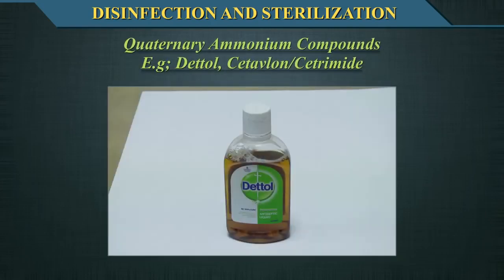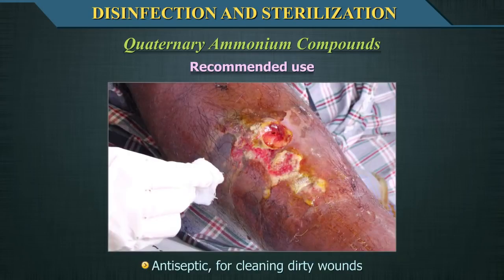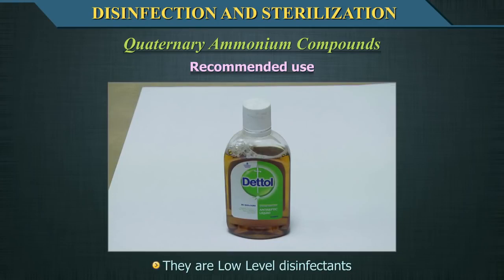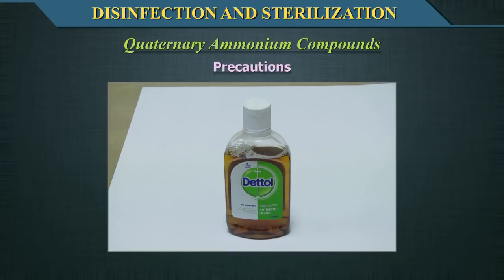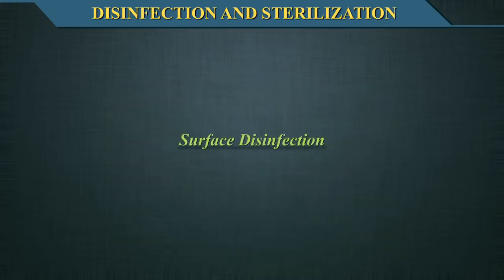Quaternary ammonium compounds, for example, Dettol, Cetavlon, Cetrimide. Recommended use: antiseptic for cleaning dirty wounds. They are low-level disinfectants. Precautions: use in correct dilution.